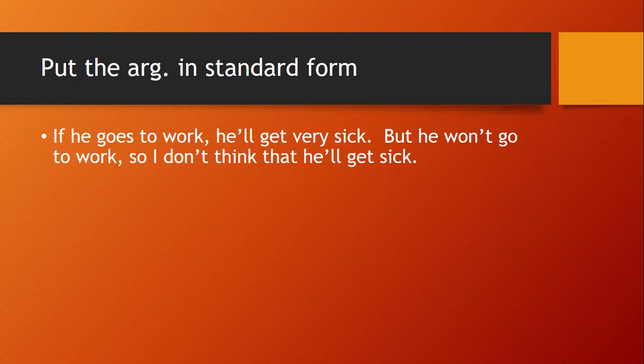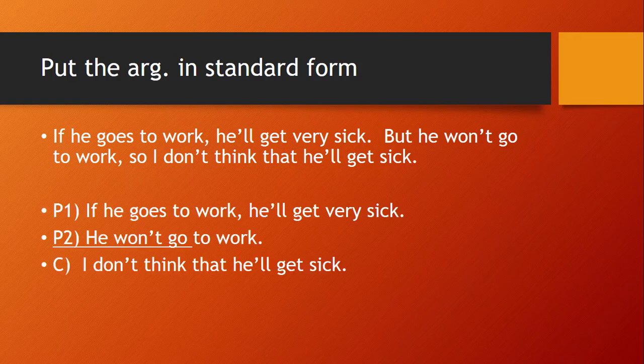What are the premises? Well, we can look at the first sentence there, and that is the first premise. If he goes to work, he'll get very sick. Second premise, he won't go to work. Conclusion, therefore, I don't think that he'll get sick. So it looks something like this. Right? This is how it would look in standard form. Notice P1, P2, C for conclusion, the line between the last premise and the conclusion. Try to order in a very clear, comprehensive fashion. And this is what we have in standard form.